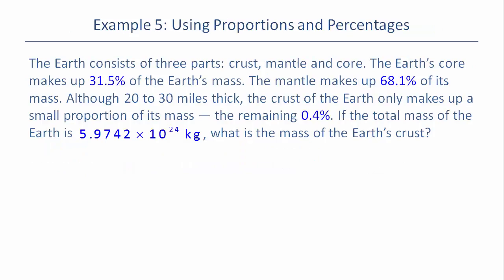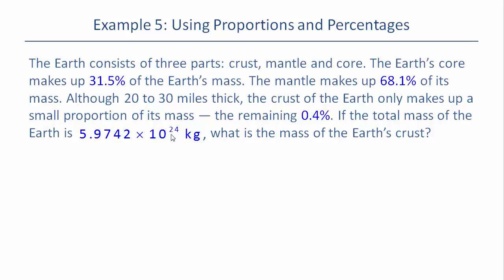Here's an example that might come up in a science class, right? We know that the Earth's core makes up about 31.5% of the Earth's mass. The mantle makes up the other 68.1%. And then even though the crust is 20 to 30 miles thick, it only makes up a very small proportion of the mass, basically 0.4% of the total mass of the Earth, which is this big, huge number written in scientific notation.